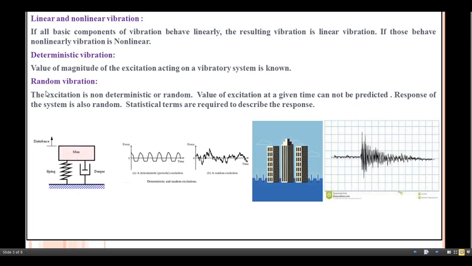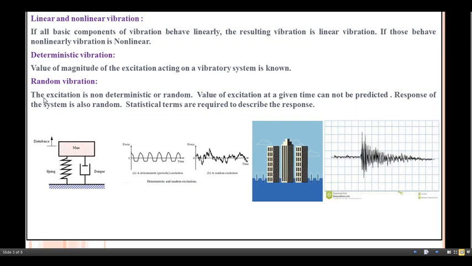What about the next one? Deterministic vibration and random vibration. In deterministic vibration, the value of the magnitude of the excitation acting on the vibratory system is known. If I consider the same system, and you know the magnitude of the force acting on it, this is known as deterministic vibration.